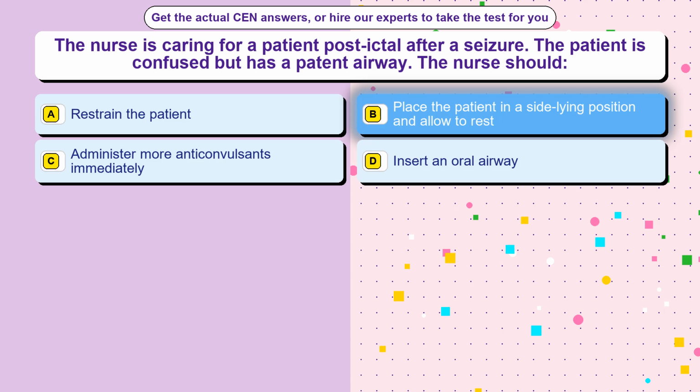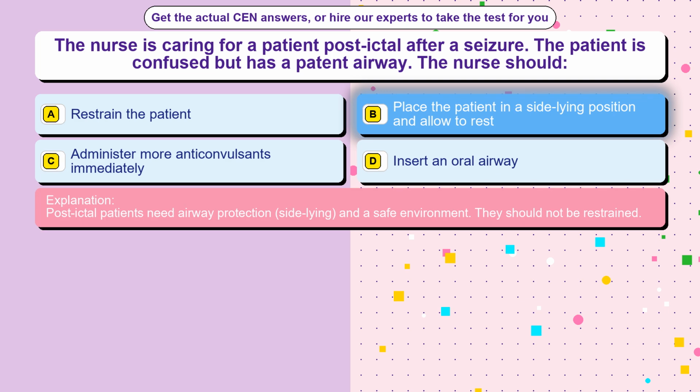The correct answer is option B, place the patient in a side-lying position and allow to rest. Post-ictal patients need airway protection, side-lying, and a safe environment. They should not be restrained.